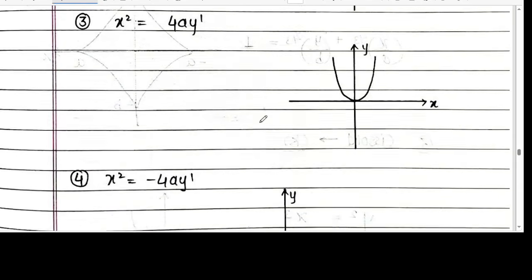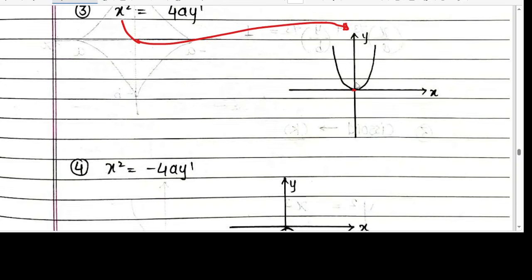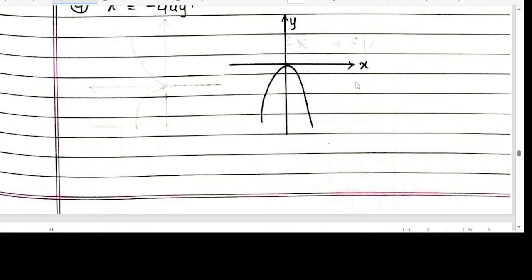X square is equal to 4ay. So here it is symmetric with the y-axis. All of you remember here, the vertex is again 0, 0. X square is equal to minus 4ay. This is again symmetric with the negative y-axis.